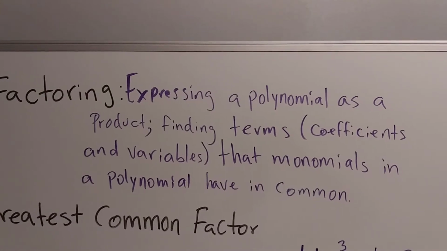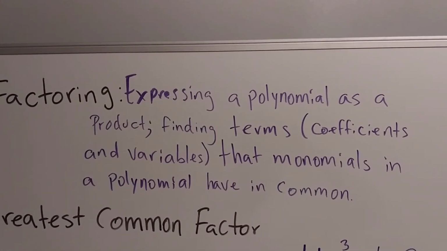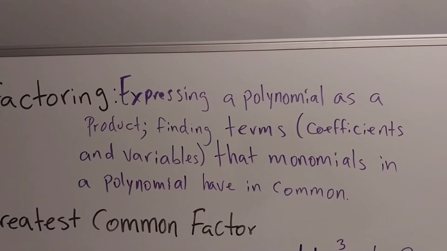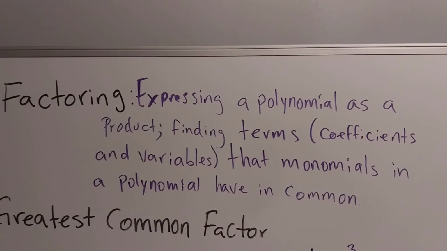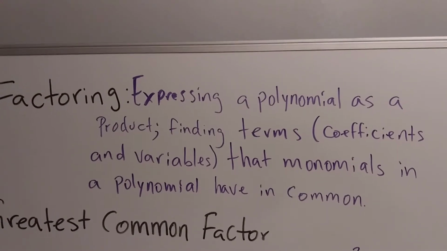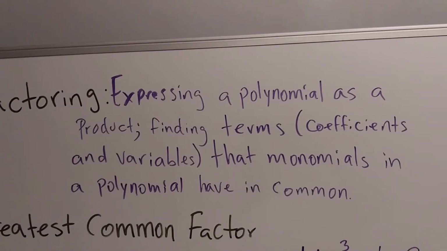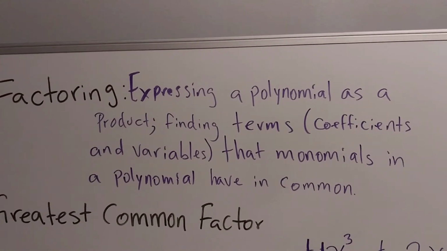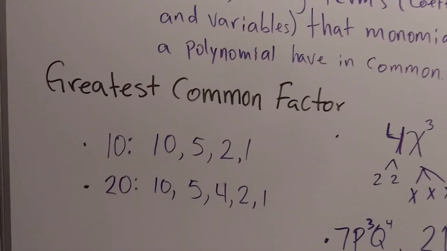Remember that a product is a multiplication, right? And within that product, you're going to find terms. By terms, I mean the coefficients and variables that each monomial, or each component of that polynomial, has in common with each other. Another thing to keep in mind that goes hand in hand with factoring is the concept of finding the greatest common factor.